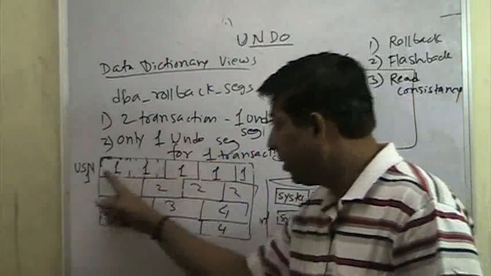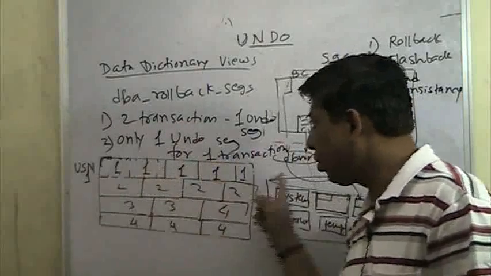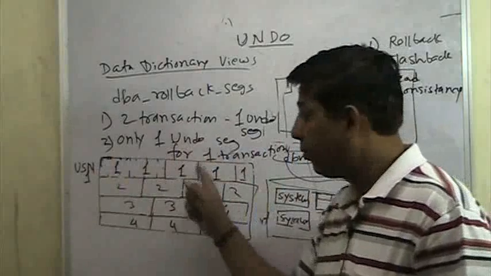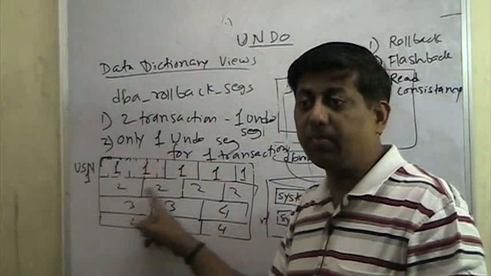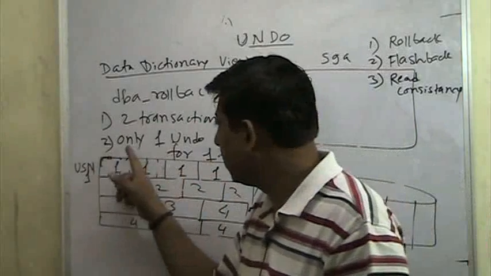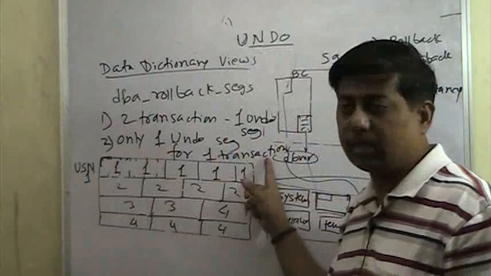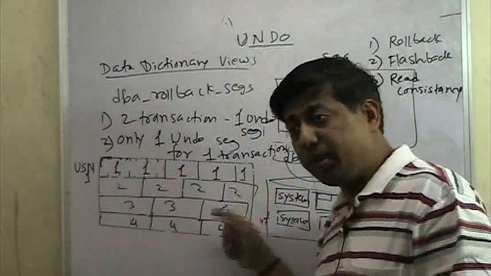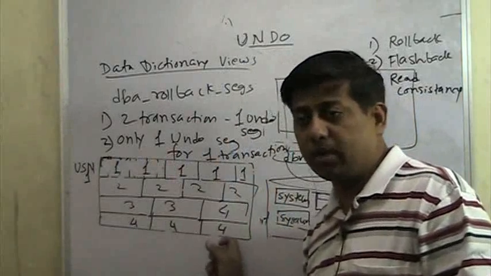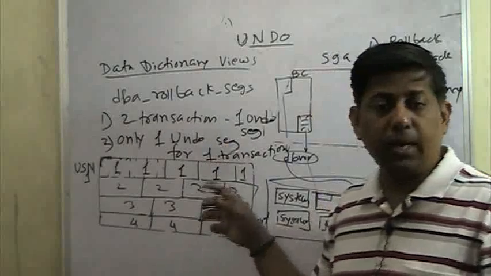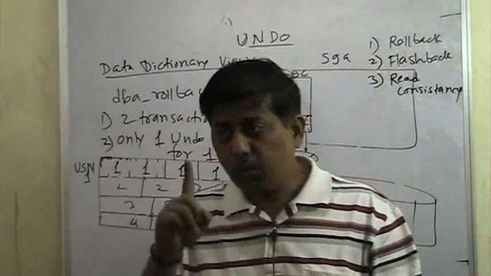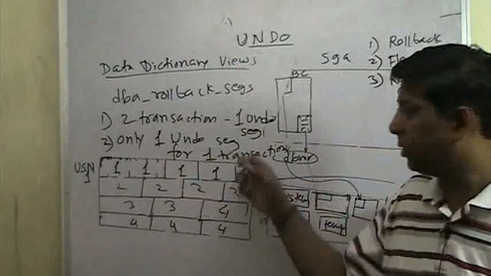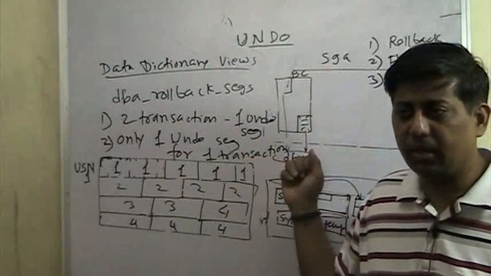It means even if your transaction is fully occupying your undo segment, it will not overlap into a second undo segment, even if there is enough space. That is what the meaning of this is. Only one undo segment for one transaction means even if there is enough space in the second undo segment, I will not be going and keeping my data there. I don't know if it is clear or not.